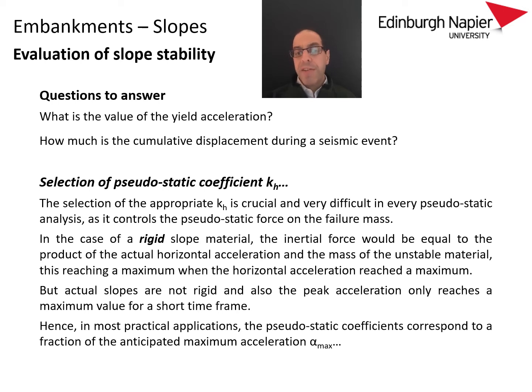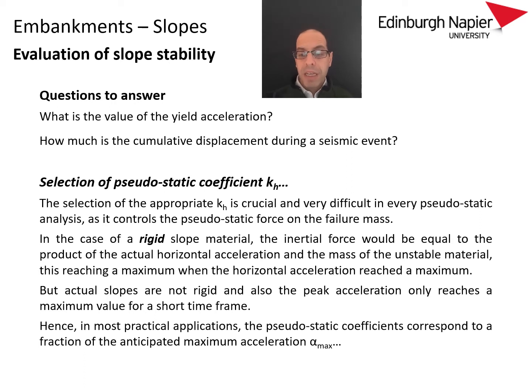If you consider a rigid material for a slope, the inertial force will be equal to the product of the horizontal acceleration and the mass of the slope. And that will of course reach a maximum when the horizontal acceleration reaches the maximum. But real embankment dams and real slopes are not fully rigid, and also, as you saw in the definition, that peak acceleration only reaches a maximum value for a very short time frame.